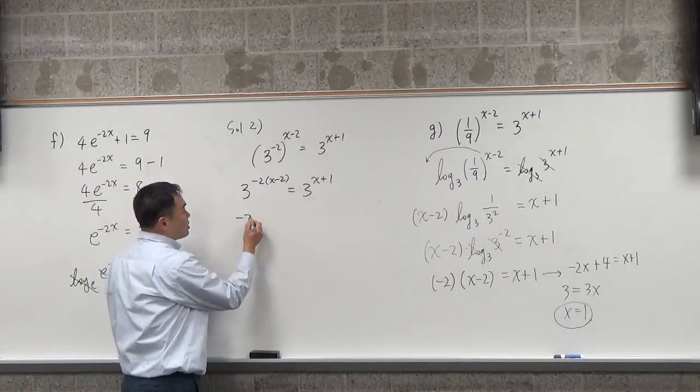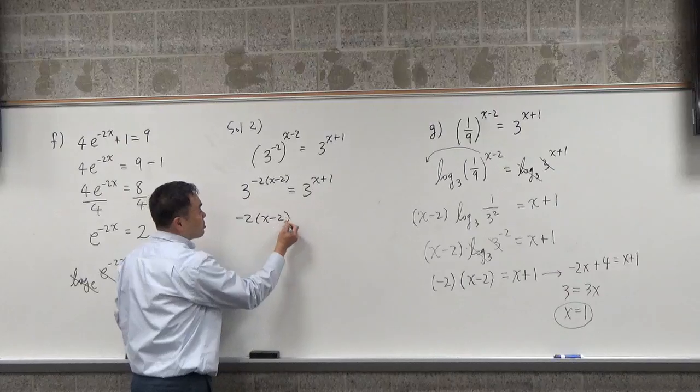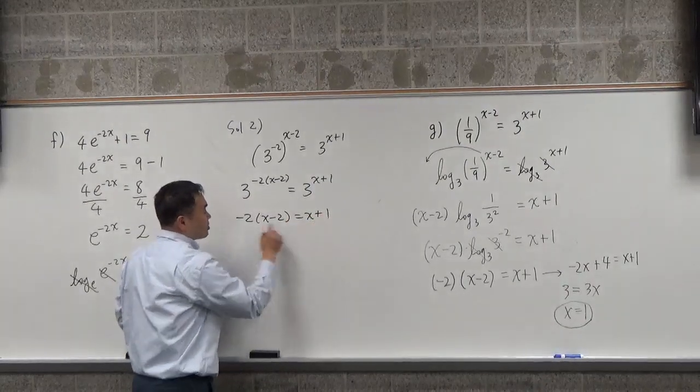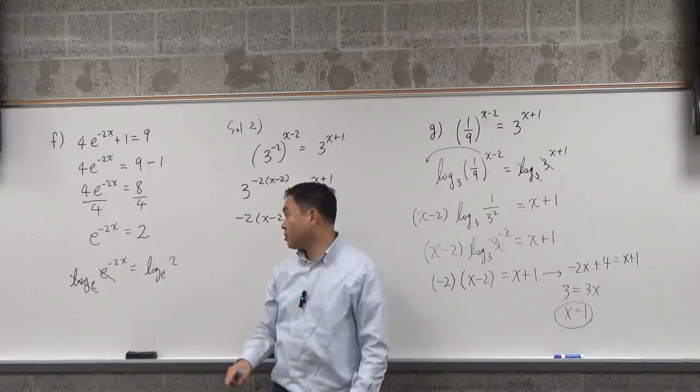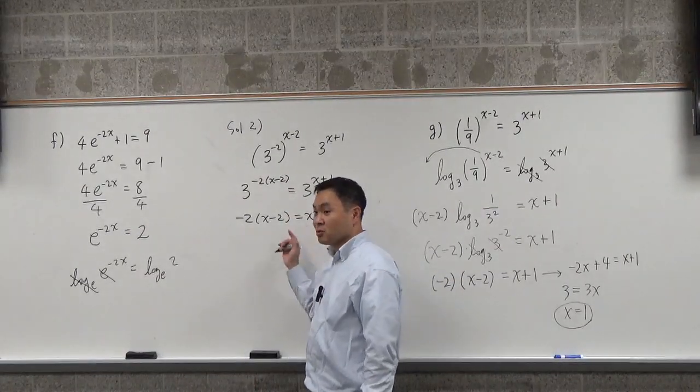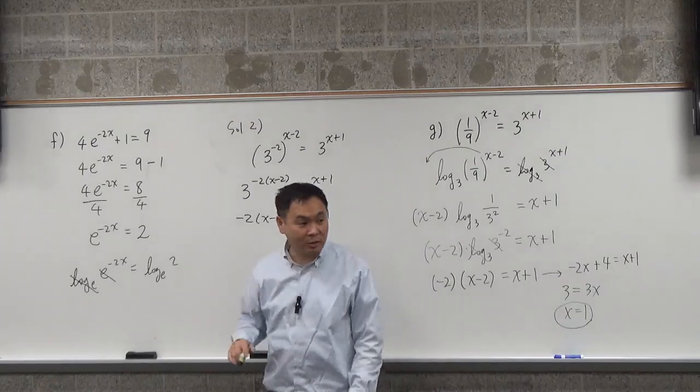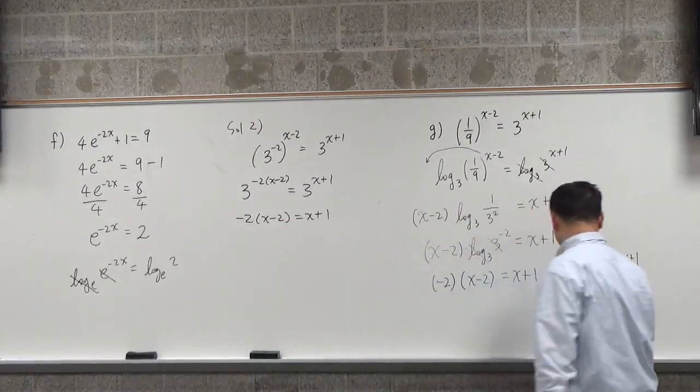Either way, you end up with negative 2 times x minus 2 equals x plus 1. Then after this, it's exactly the same situation as here, right? So you solve this and you get the same answer, x equals 1, okay? So the answer is x equals 1.